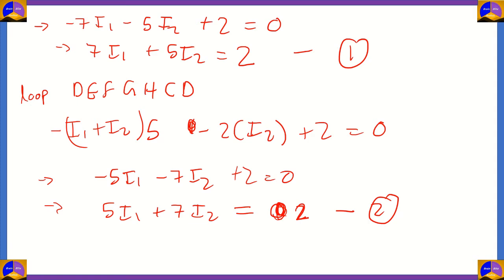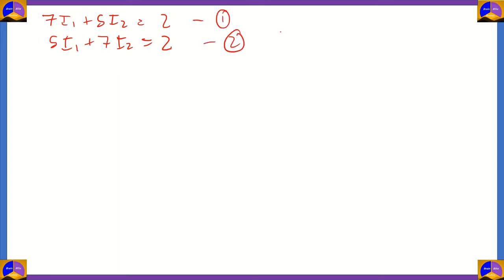So now we have two equations, 1 and 2. We just need to find out the value of the current passing through the 5 ohm resistor, which in this case is I1 plus I2. So we have 7I1 plus 5I2 equals 2. And then you have 5I1 plus 7I2 equals 2. So what are we going to do here? We just need to eliminate one of these variables. So we'll get an equation in one variable, and then we'll find out the answer to one of the variables, apply that to one of these two equations so as to get the second variable.